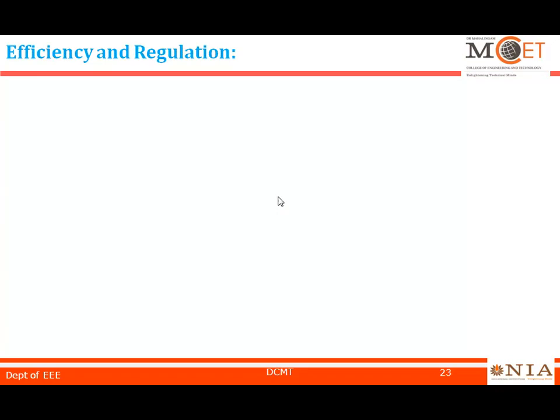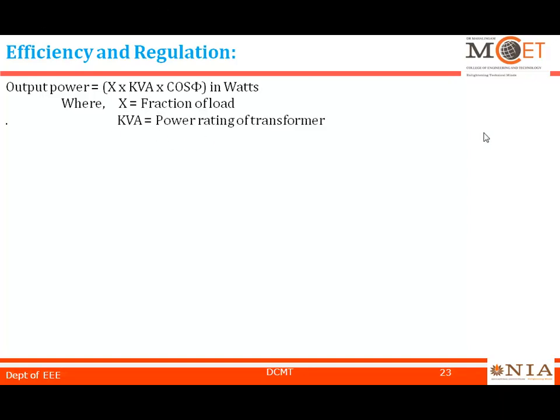From the open circuit and short circuit tests, we can also find the efficiency and regulation. The formulas are: the output power is equal to X into kVA into cos theta, in watts. What is this X? X is the percentage of load, the fraction of load. It may be 0.5, 0.7, 1. That is the load which you are going to apply, and we are going to assume this value. kVA is the capacity, or power rating, of the transformer. Cos theta is the power factor.